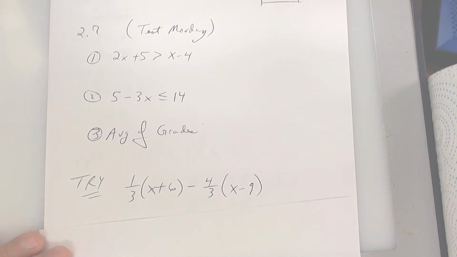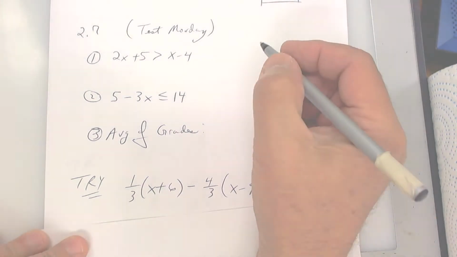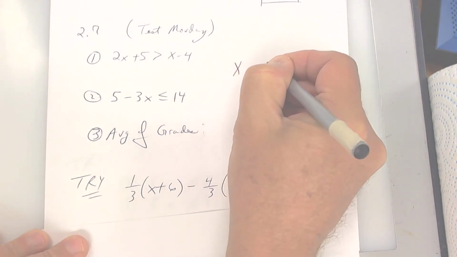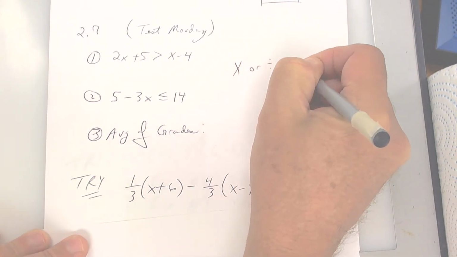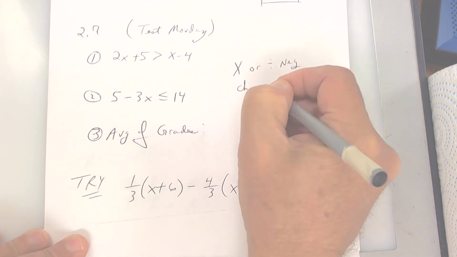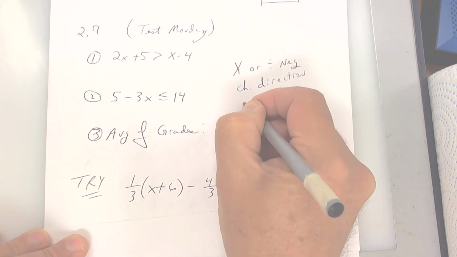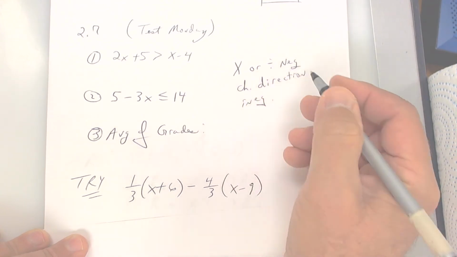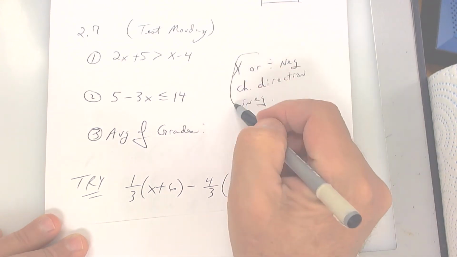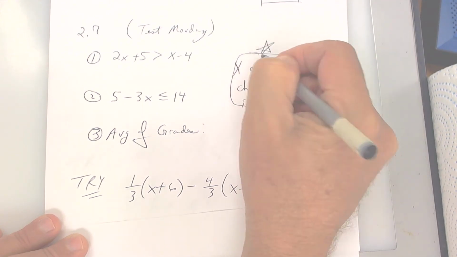Well, let's take a look at these. There's one rule that you need to know. If you multiply or divide by a negative number, you change the direction of the inequality. Okay? We'll talk about that in a minute. So put a star by that.